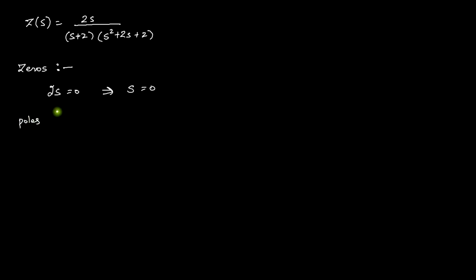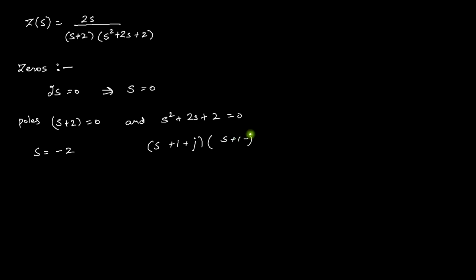Now let us do the calculation for poles. For poles, we need to substitute the denominator equal to 0. As the denominator has two factors, we will consider them separately. s plus 2 equal to 0 and s square plus 2s plus 2 equal to 0. From here we can directly get that s equal to minus 2 is a pole, and from s square plus 2s plus 2 we need to factorize it. On solving this we get two factors for this quadratic equation. So I get s equal to minus 1 minus j as the first pole and s equal to minus 1 plus j as the second pole.